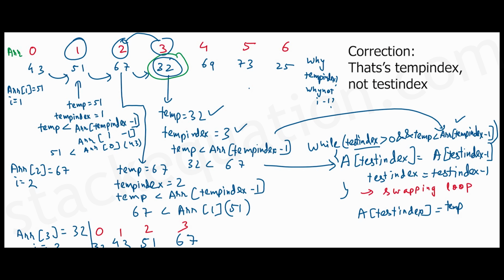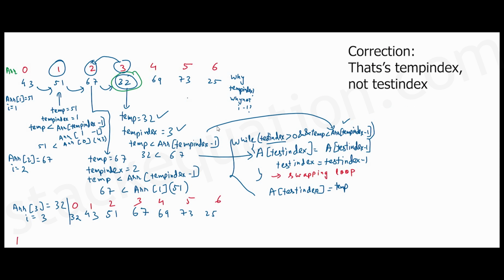So this is the swapping loop. After this loop, the current status of the array is 0 is 32, 43, 51, 67, and at fourth place it's 69, 73, and 25. So the master loop will increment now. That's ARR4, which is equal to 69, and I is equal to 4.